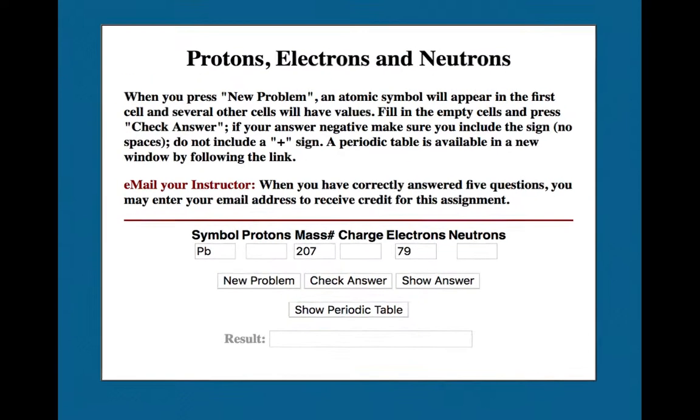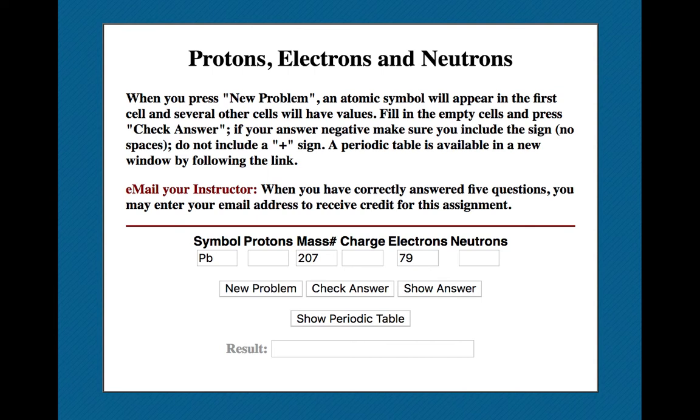Of course, this comes from protons, electrons, and neutrons. Again, if you need practice, simply go to the tutorial and try it.